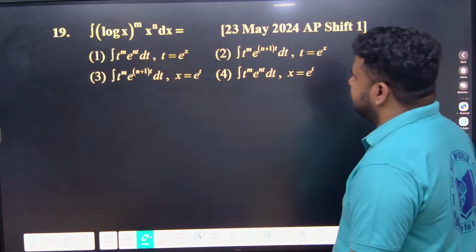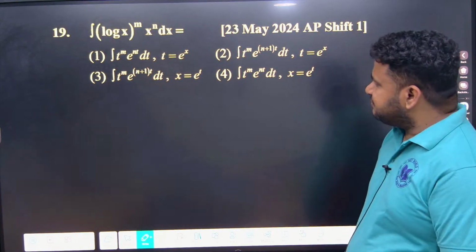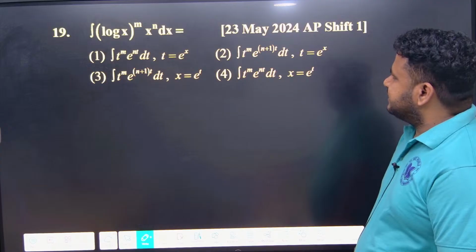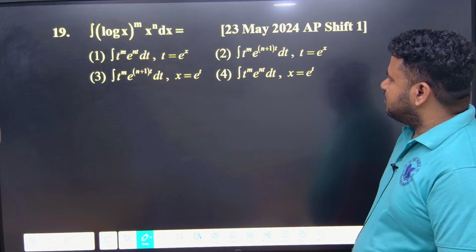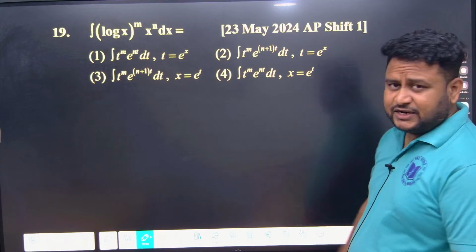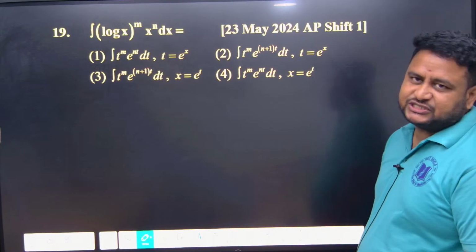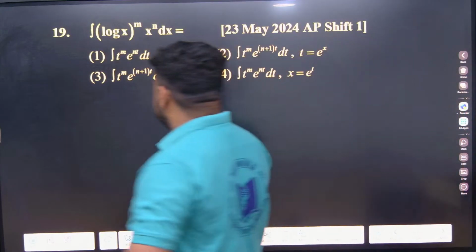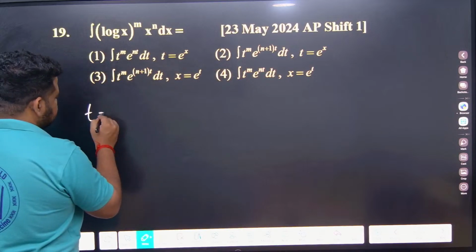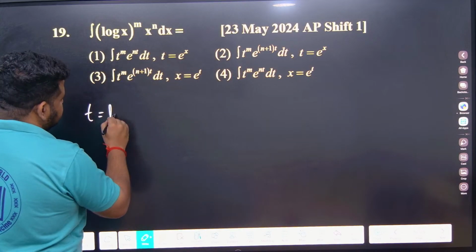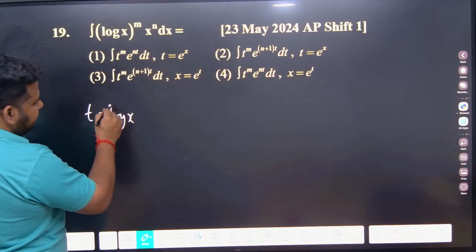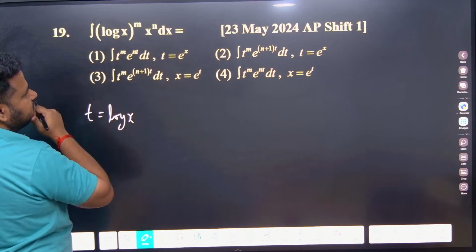Look at this given, they have given integral of log of x to the power of m into x to the power of n dx is equal to what they have given. So, I told you whenever log x we get, take that as t. So, here log x to the power of m is here. So, take t is equal to log x. But if I differentiate this I will get 1 by x, but here 1 by x is not there. So, what can I do?